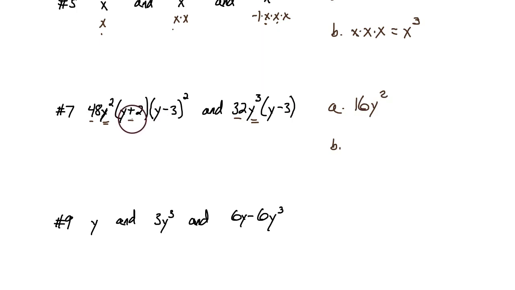Now look at y plus 2. Is there a y plus 2 in the other expression? Nope. Now look at y minus 3. In the other expression, is there a factor y minus 3? Yes, there is. So include y minus 3 in our greatest common factor. Now we can use the distributive property to make standard form. This is 16y cubed minus 48y squared.